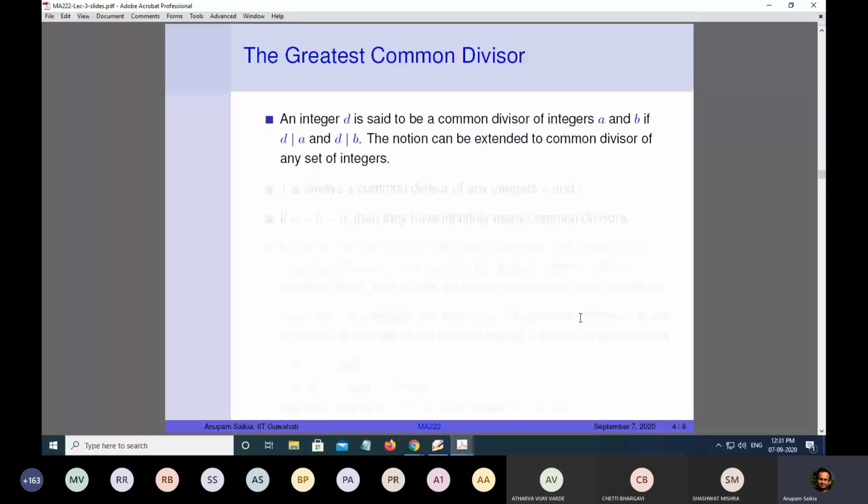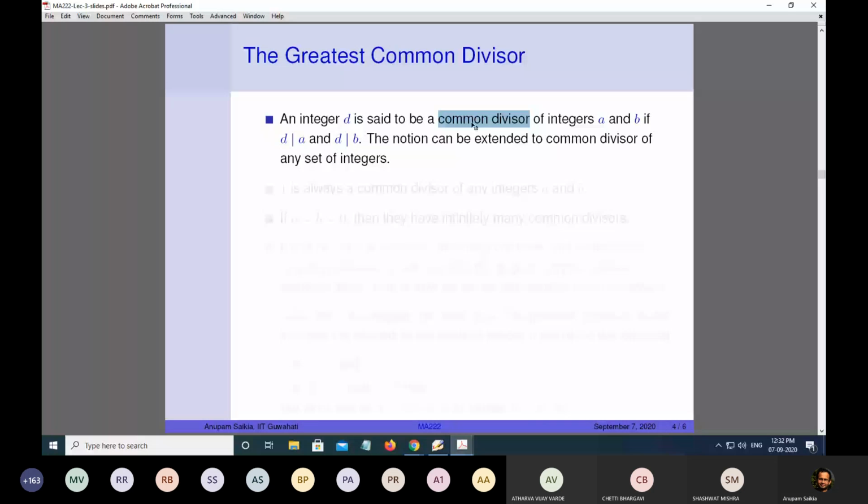Okay, so let's see what the greatest common divisor is, because it's a very important notion. The greatest common divisor of two integers. Before that, we need to know what a common divisor is. What is a common divisor? As the name says, it should be a divisor of both A and B. Since it is a divisor of both, it's a common divisor.